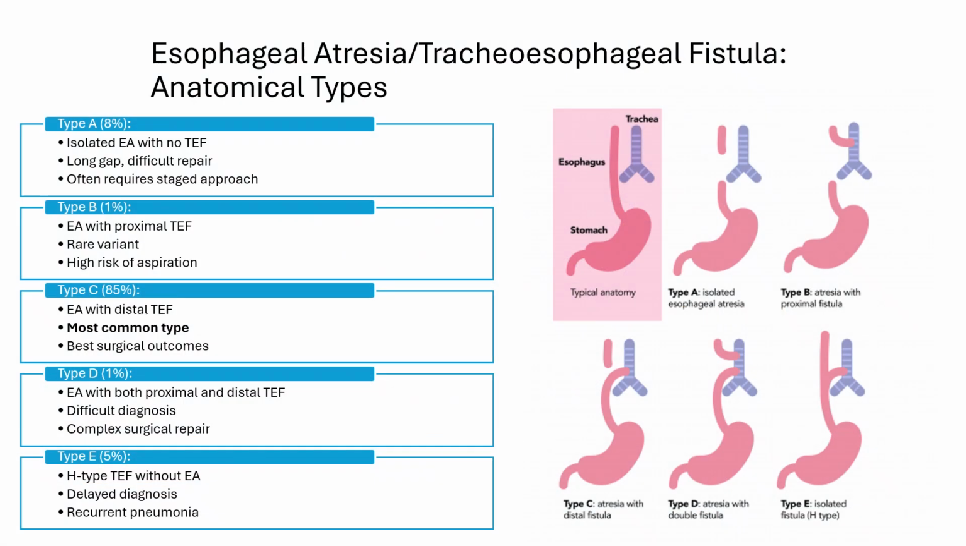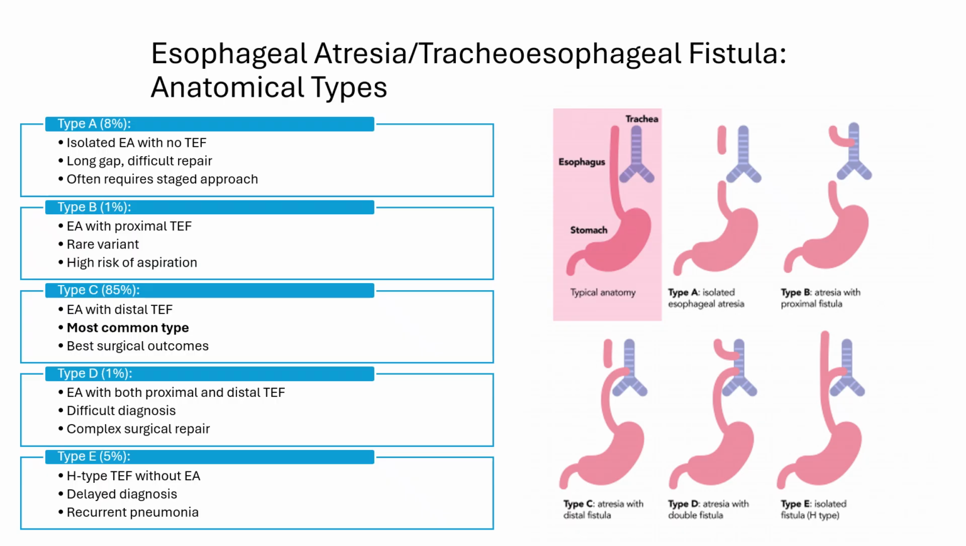Understanding the 5 types of esophageal atresia and tracheoesophageal fistulas is essential because each type presents different diagnostic and surgical challenges. Let's break down what makes each one unique. Type C dominates, accounting for 85% of all cases. This is EA with a distal TEF.